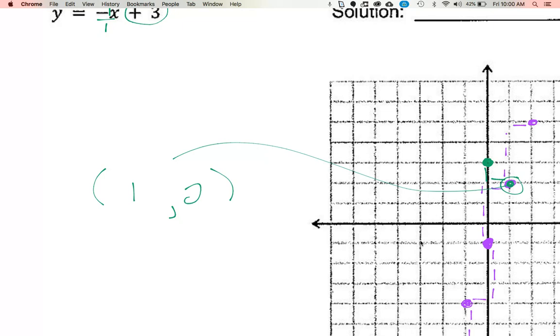Yeah, you asked me if I had graph paper. I was just asking, I don't have to.